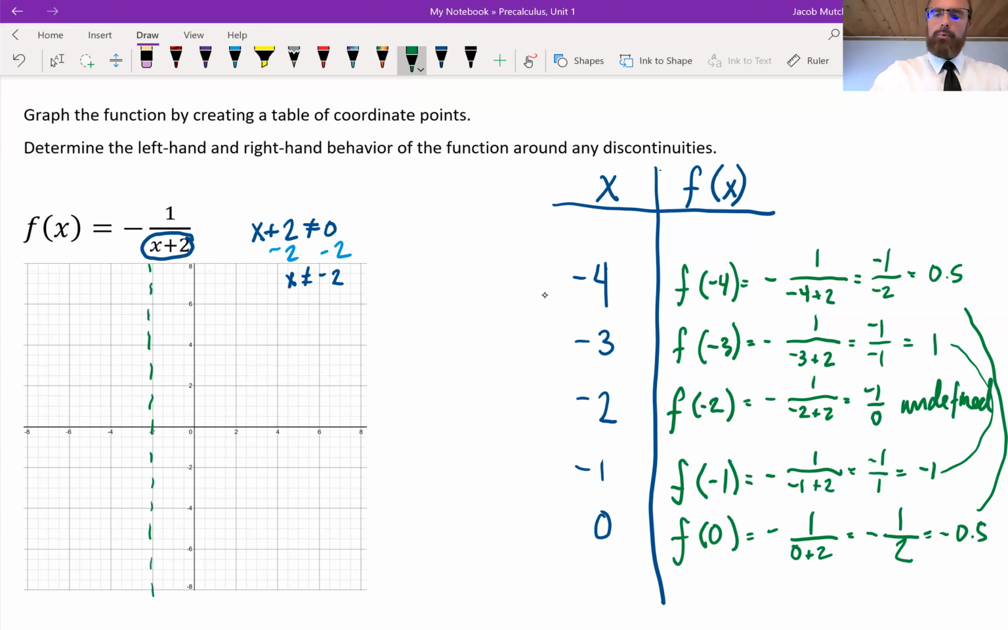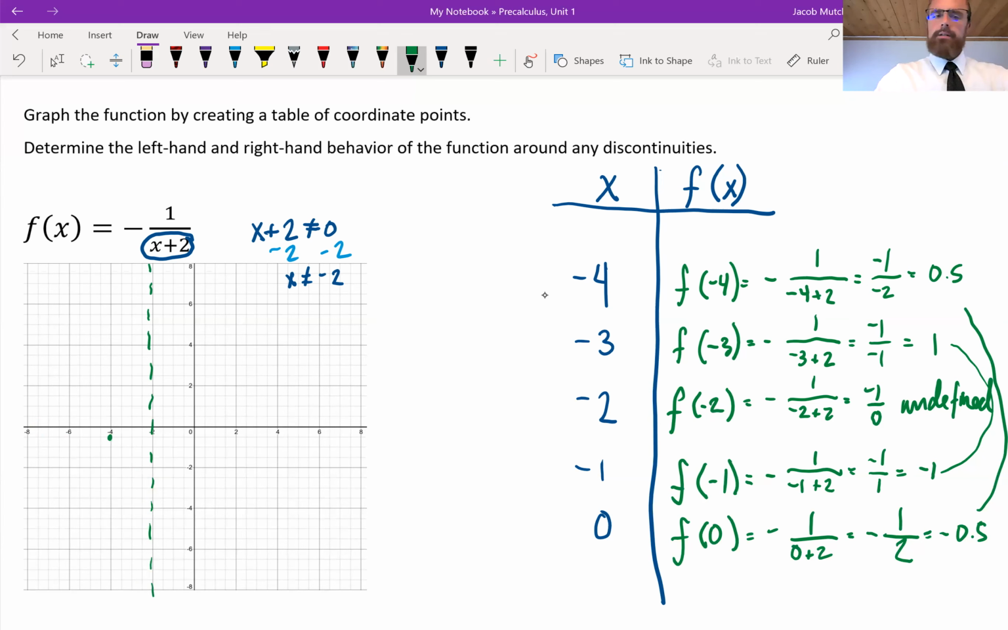Let's graph those points. So at -4, we're at -0.5. At -3, we're at -1. So this left side observes the vertical asymptote and the horizontal asymptote there at the x-axis. On the right side, we've got, oh, well, I plotted that entirely wrong. Let's fix that error.